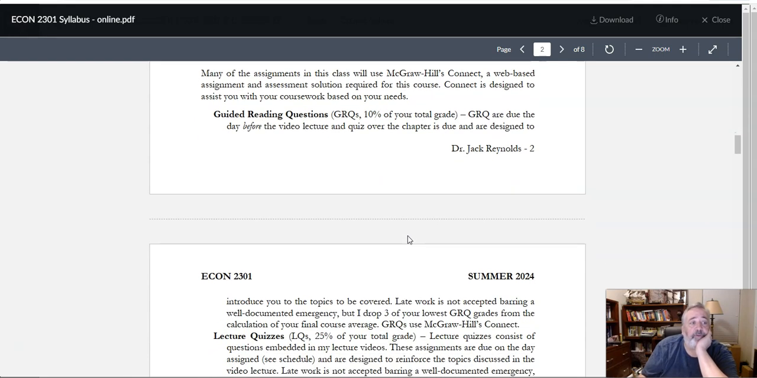As far as assignments, there's a handful of grading categories, the first of which is what I call the guided reading questions, or GRQ. This is worth 10% of your grade. These are going to be small, short, simple assignments, nothing too time consuming or challenging, that you do the day before we meet. We would normally meet. Since this is an online class, you'll be watching a video in lieu of meeting with us.